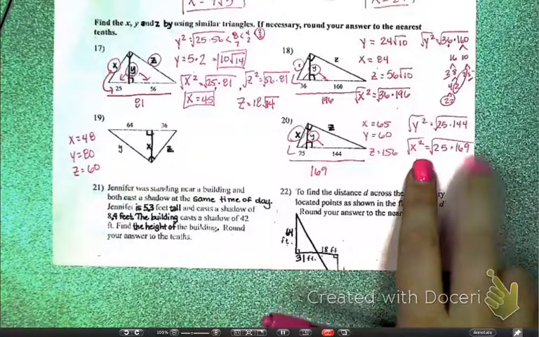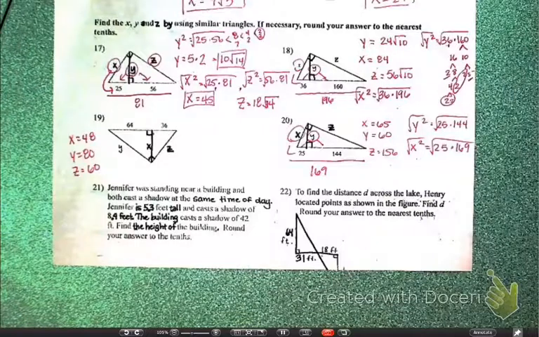5 times 13 gives you 65. If you don't know that they're perfect squares, that's okay. Just break them down and you still find your pairs. You're going to end up with the same answer.